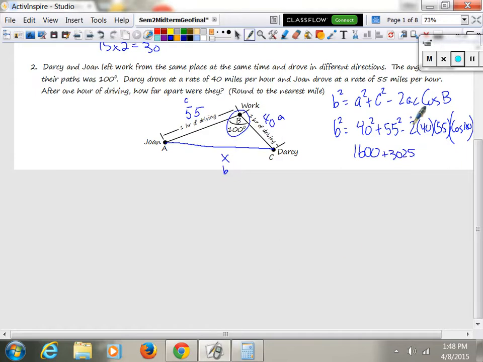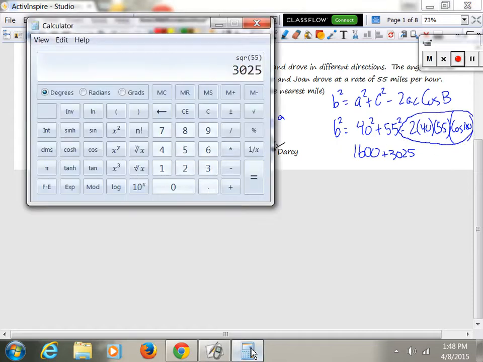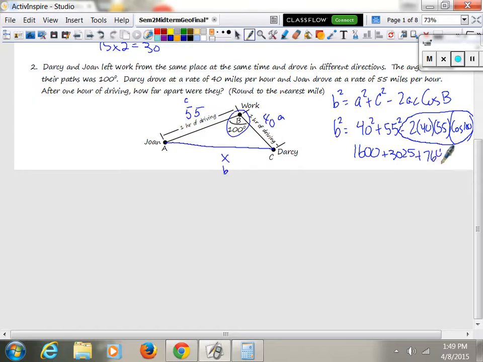Now this is where it gets tricky. This is all going to go in at one shot here. But you have to put in the -2. You need -2. If you look on the calculator, there's -2. We're going to multiply that by 40. -80. You're going to multiply that by 55, which is now -440. You're going to multiply that by the cosine of 100. The cosine of 100 is a negative number. So a negative times a negative is going to give me positive 764.05.